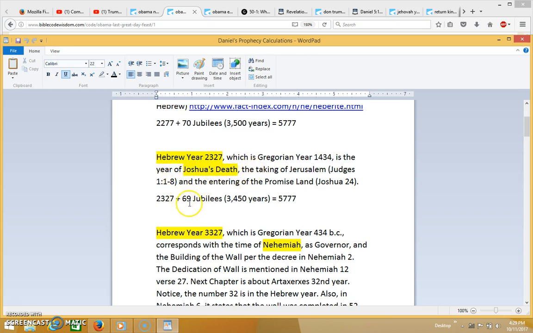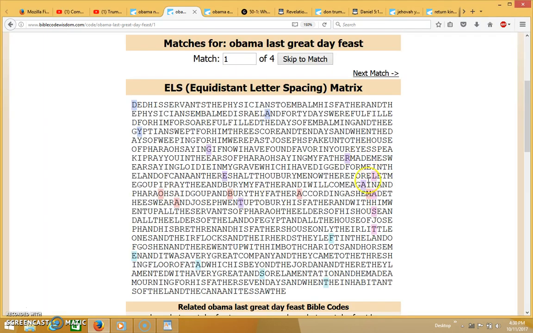This was after 69 Jubilees. So this would be a type of the cutting off of the Messiah after 69 weeks. And this is talked about in Judges 1:1-8 and Joshua 24, that this was the time that Joseph's bones were buried. Okay, so I just wanted to point that out.